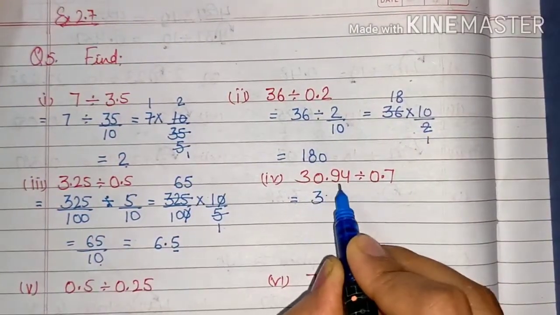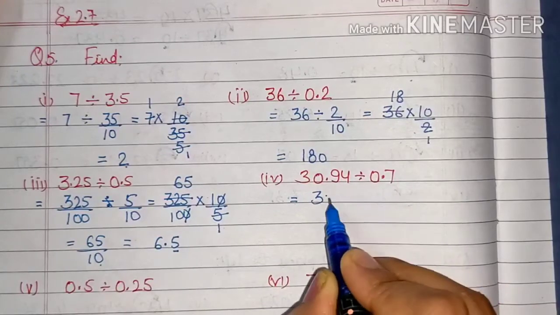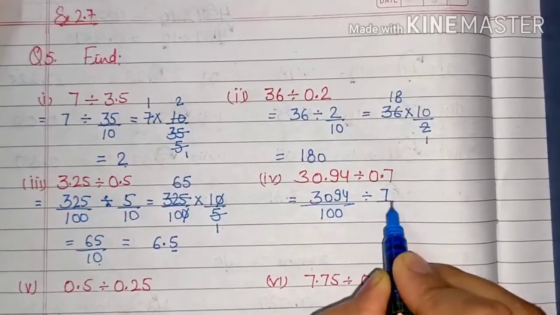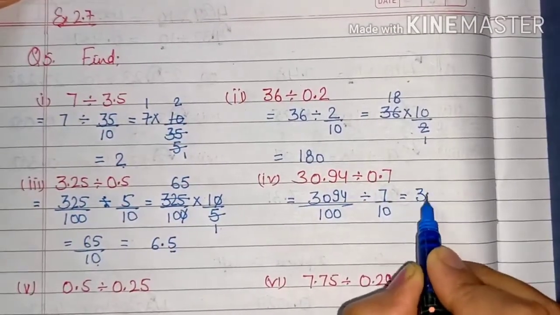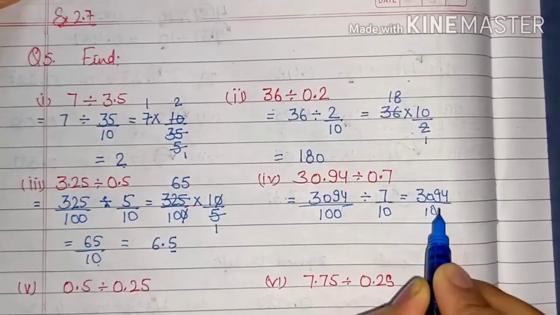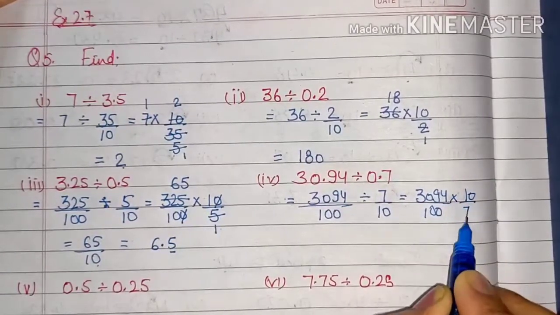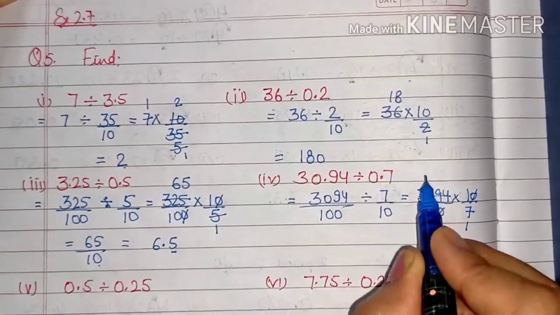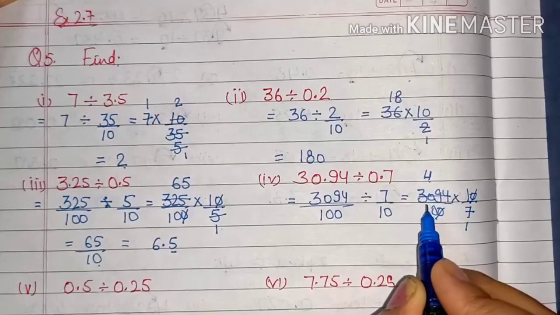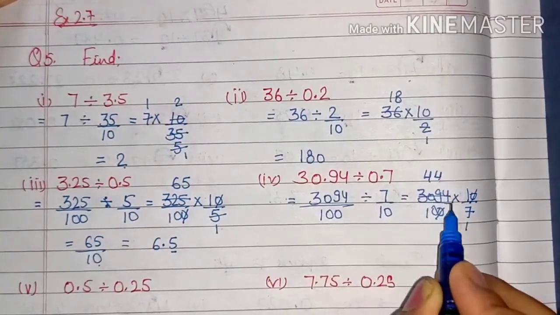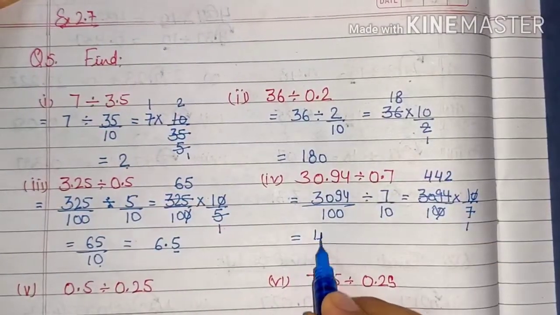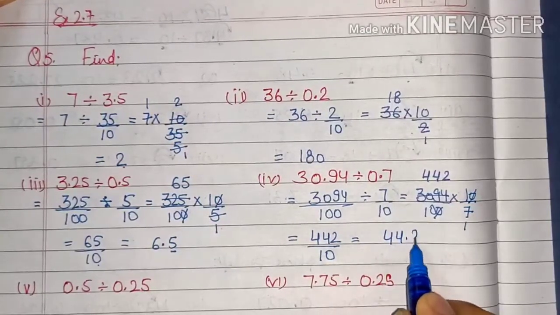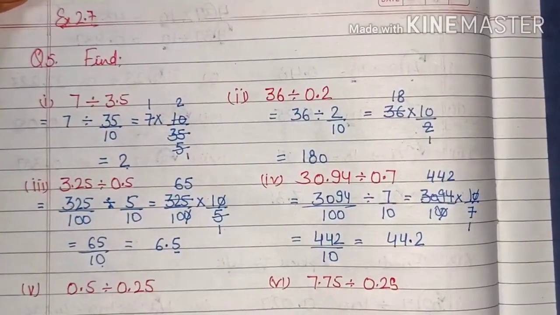Now in fourth part, we have 30.94 divided by 0.7. First remove the decimal, upon 100 divide by 7 upon 10. Now change divide sign into multiply sign and take the reciprocal. 0 will be cancelled by 1 0. 7 ones are 7 and we will divide it. 7 4s are 28. 2 and 9. 7 4s are 28 and this 2. So it is 442 upon 10. Put decimal. So it is 44.2.